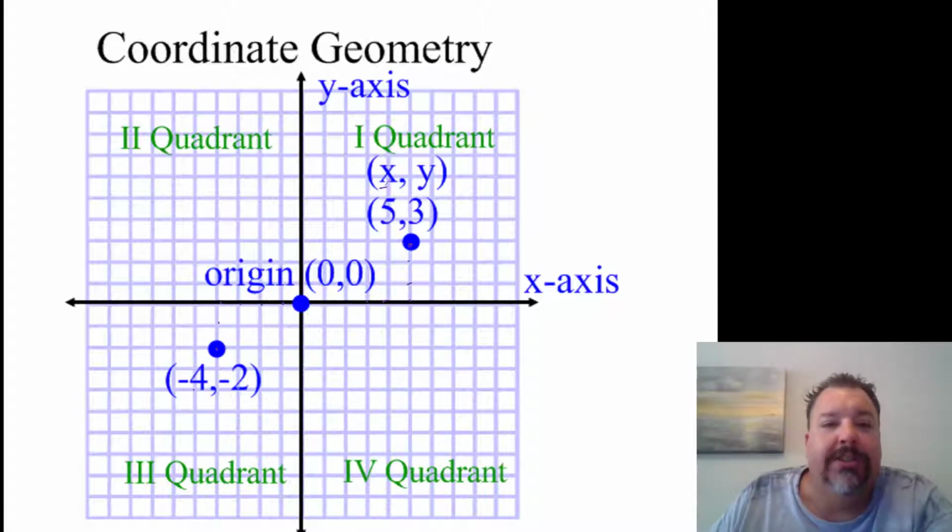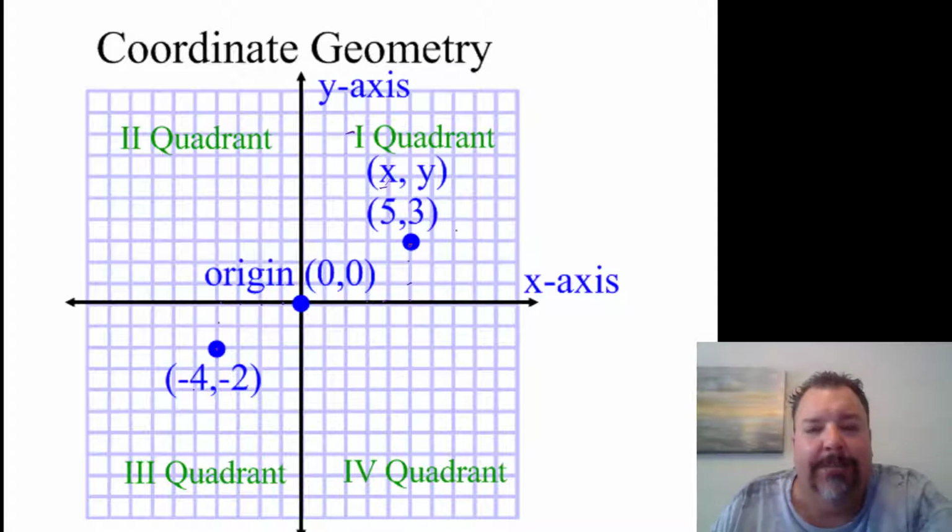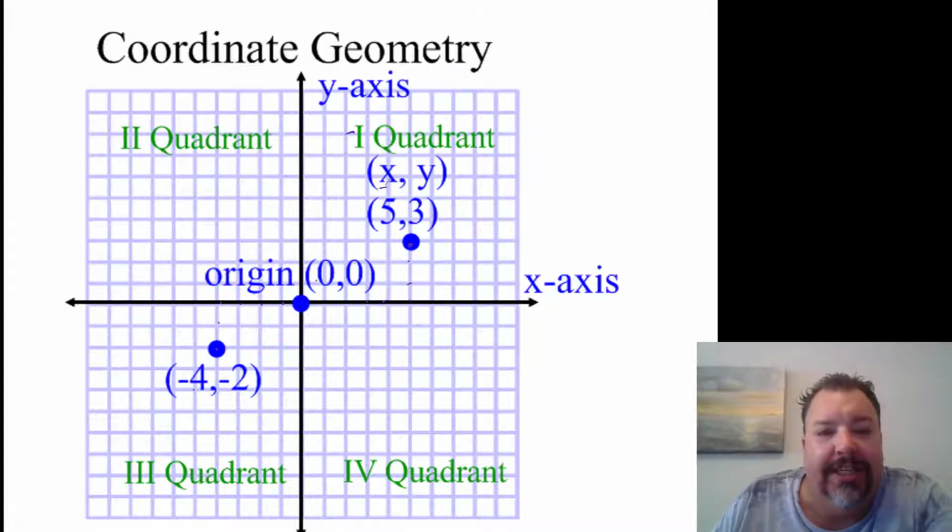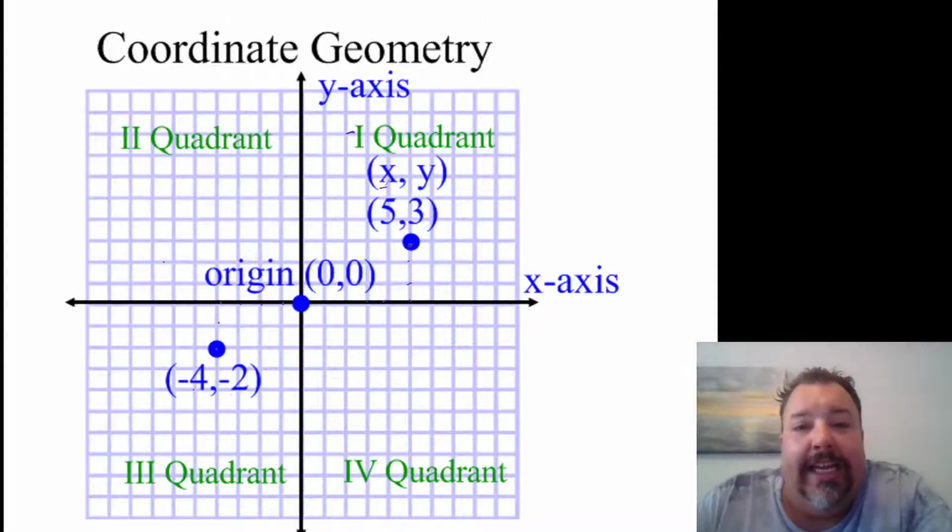So negative 4, negative 2 would be in the third quadrant. I labeled the quadrants here. They have Roman numerals, so up here in the top right is quadrant 1, quadrant 2 is in the top left, and then we go down here counterclockwise, quadrant 3, and then quadrant 4. You don't have to remember the quadrants, but it kind of helps us to figure out where these points are going to go. So let's take another example.